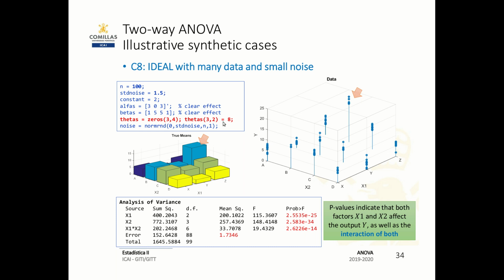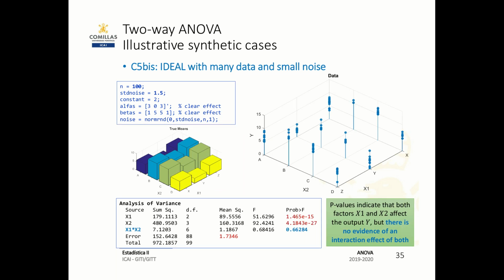Now we introduce the interactions. So now the interactions are all zeros except one of them that is different from 0. The alphas are different, the betas are different, and now the 3 p-values are significantly smaller than this threshold of 0.05. So all the 3 contributions are present.